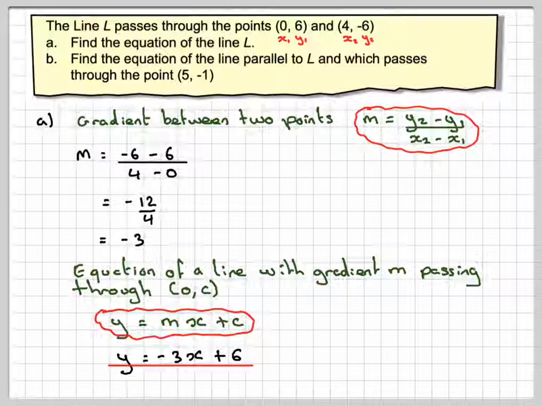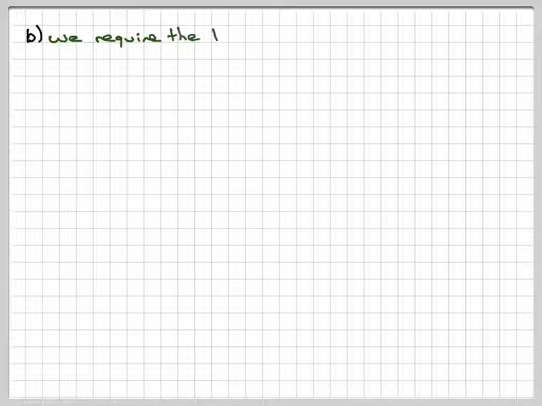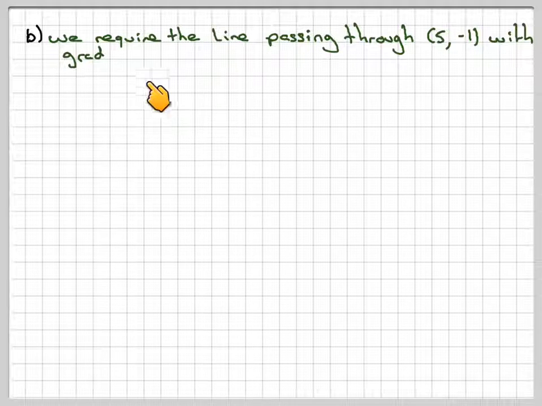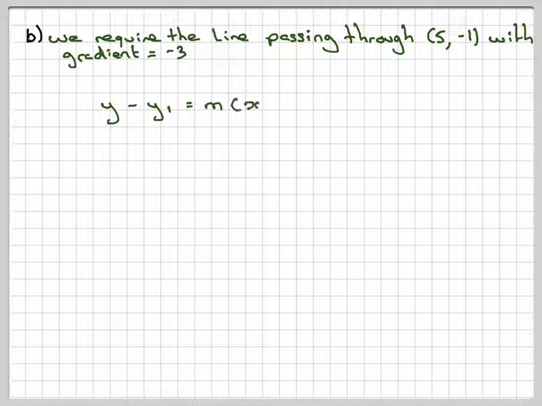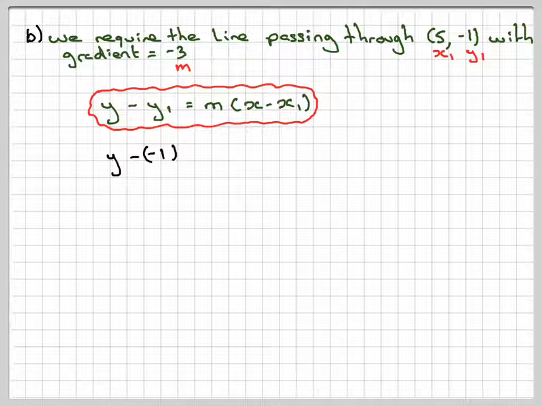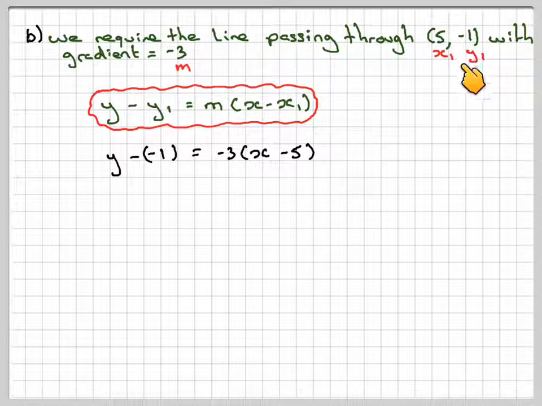So now doing part B, we require the line passing through (5, -1) with a gradient of minus 3, because the two lines are parallel. This time, I use y minus y1 equals m times x minus x1, labelling up, that's m, the same gradient. This is my new point, x1, y1. Then I'm going to have y minus minus 1 is equal to minus 3 times x minus 5. So substitute carefully, be careful with the sign.